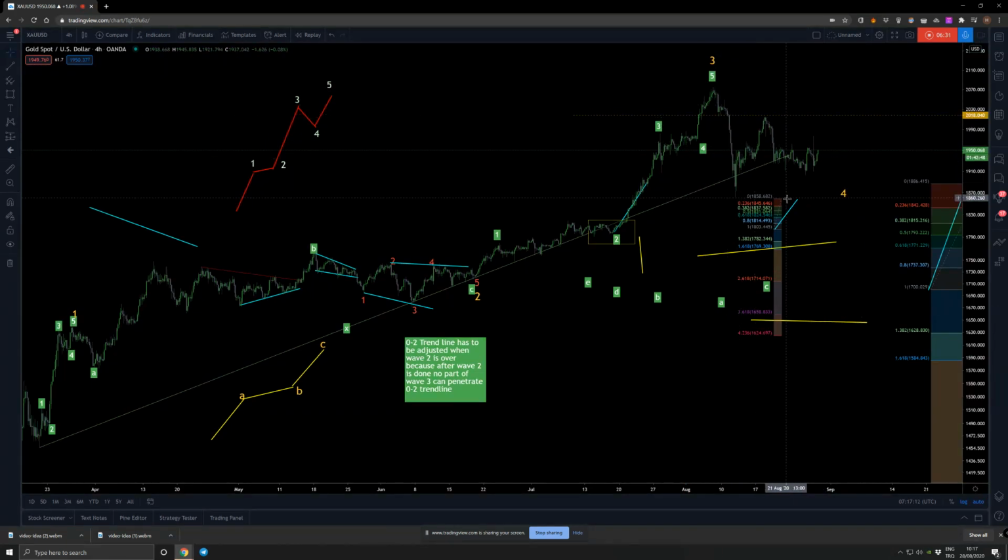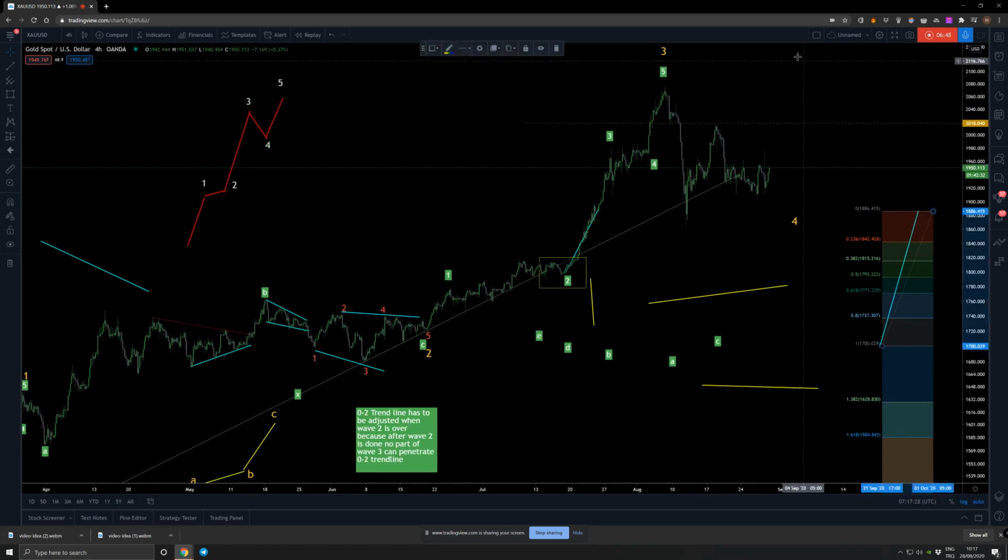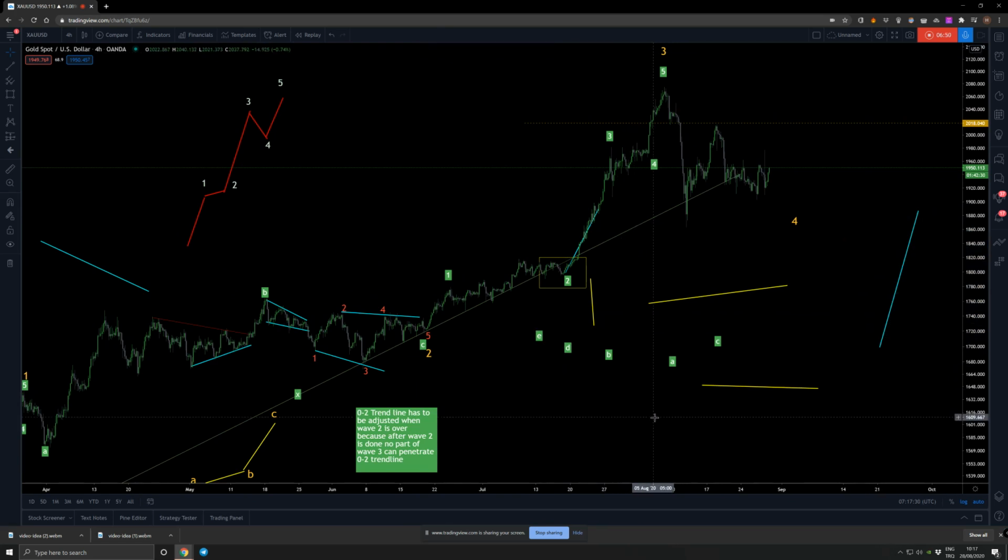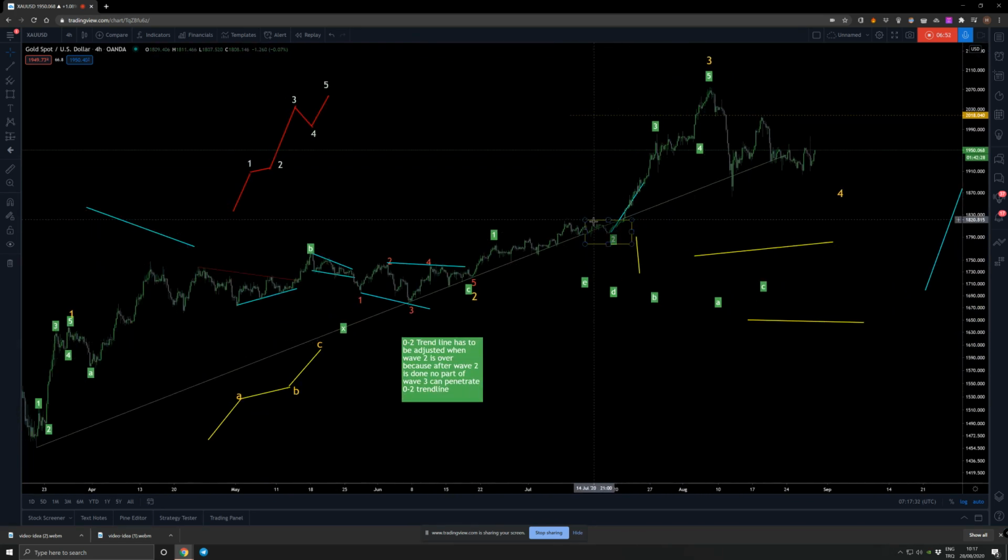So any pullback, as long as it doesn't come to the territory of the second wave, is fine. So it looks like we are somehow on this. Now, what I would like to do, actually, let's get rid of this stuff because I did show this to you before already. Now, what I would like to see is, do we have an extension or no?